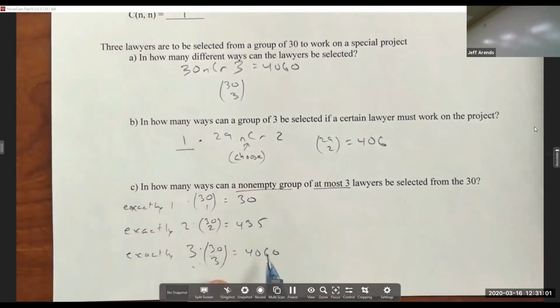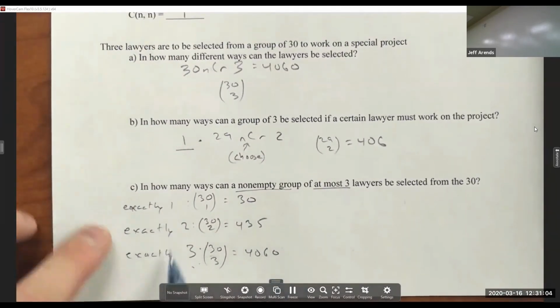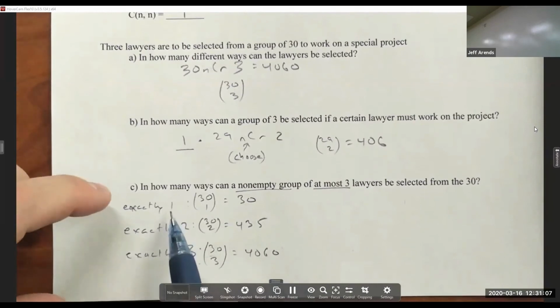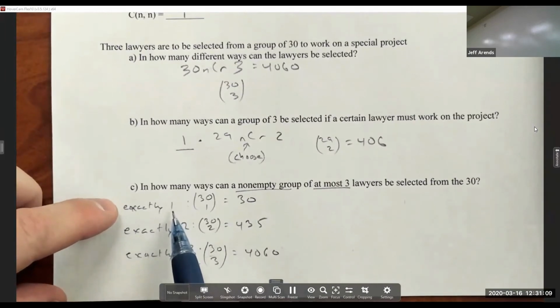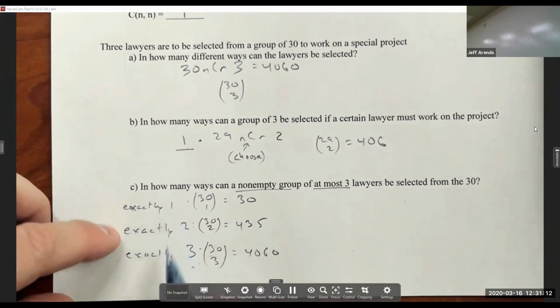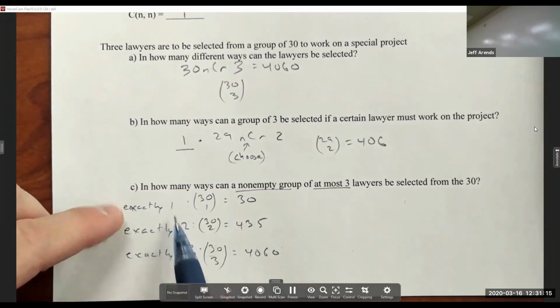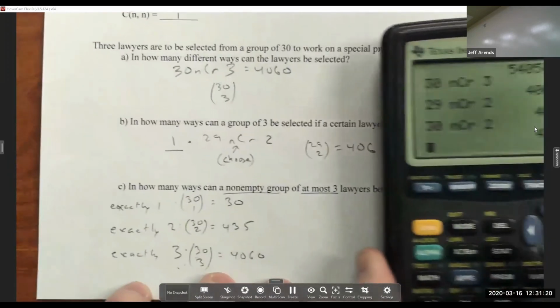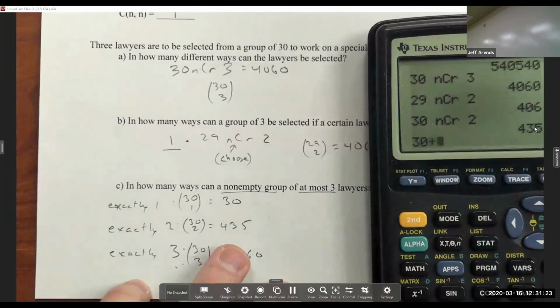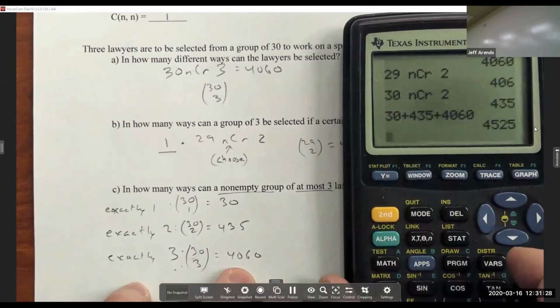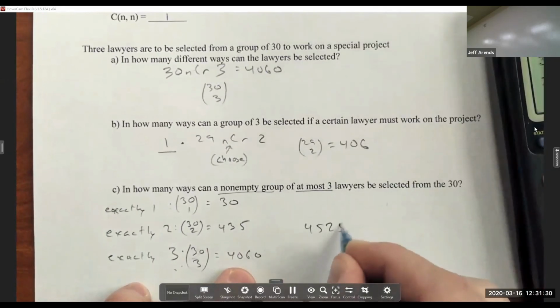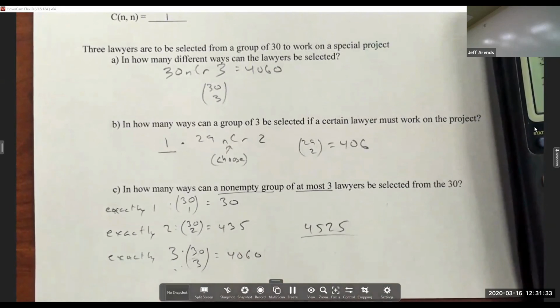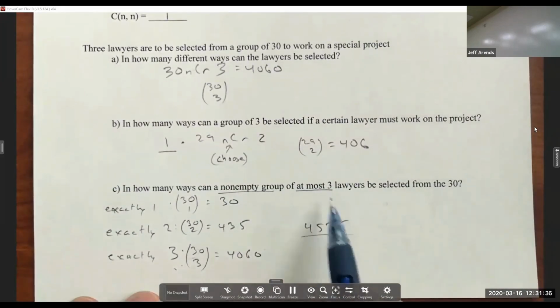So in total, I'm able to just add these together because these are essentially entirely different ways of going about this situation. So if I have exactly 1 lawyer on the project, I know I don't have exactly 2, so I'm not going to be double counting if I just add these together. I'm thinking about that union rule that we saw last chapter. So adding them together, I get 4,525. So there are exactly 4,525 ways I could choose a non-empty group of at most 3 lawyers from the 30.